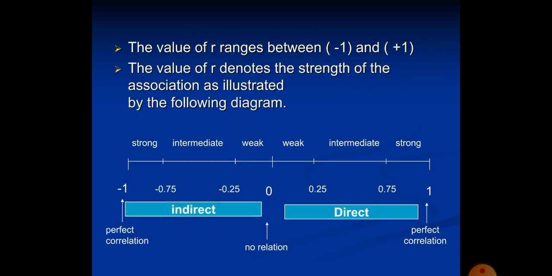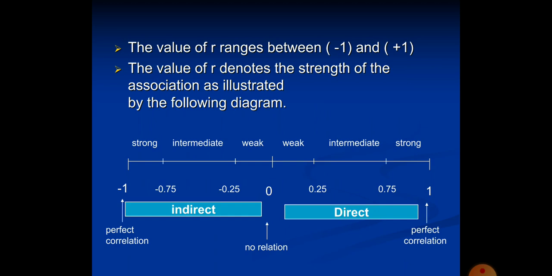And one more very important thing: the value of r, the coefficient of correlation, does not have any very large value. The value of r must lie between -1 and 1. It cannot be less than -1 and cannot be more than 1. It will be something between -1 and 1, right?